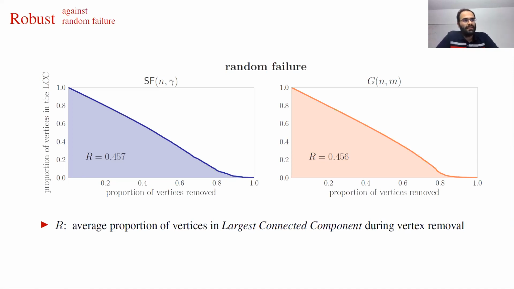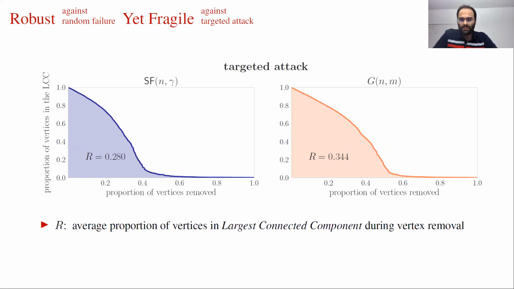But if we consider a more informed way of removing vertices, for example, a targeted attack in which vertices with the highest initial degree are removed first, we see that now the scale-free graph becomes much more fragile compared to the size-matching graph. And this observation has been characterized as the robust yet fragile property of scale-free graphs. And that means that compared to the baseline of size-matching random graphs, they are more robust against random failures, but more fragile against targeted attacks.